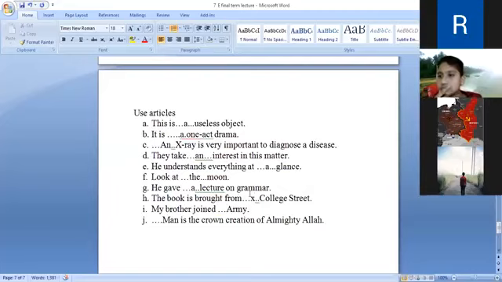Then I number will be answered by Mr. Mehrab Hussain. Mr. Mehrab Hussain is not here. Sir, D. Who said D? Mr. Kidwar Samir.